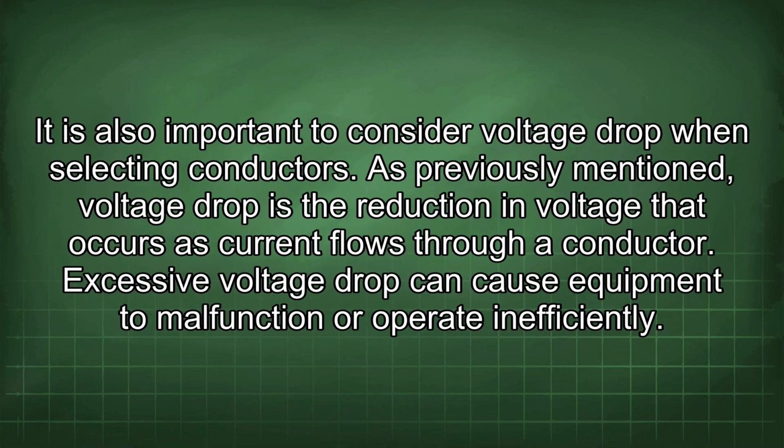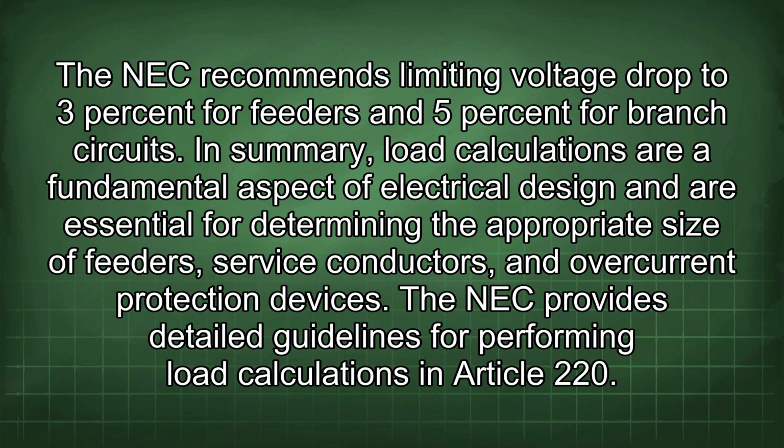It is also important to consider voltage drop when selecting conductors. As previously mentioned, voltage drop is the reduction in voltage that occurs as current flows through a conductor. Excessive voltage drop can cause equipment to malfunction or operate inefficiently. The NEC recommends limiting voltage drop to 3% for feeders and 5% for branch circuits.